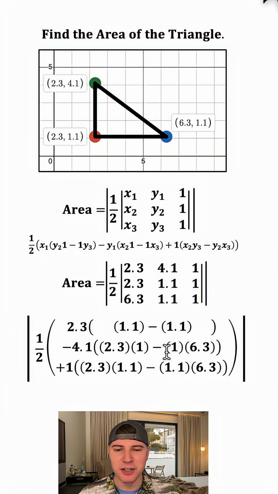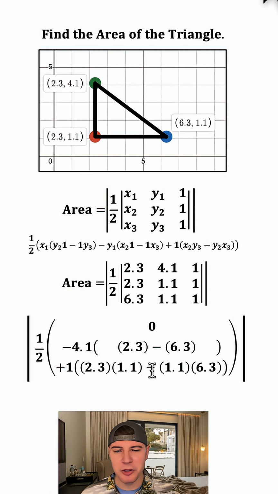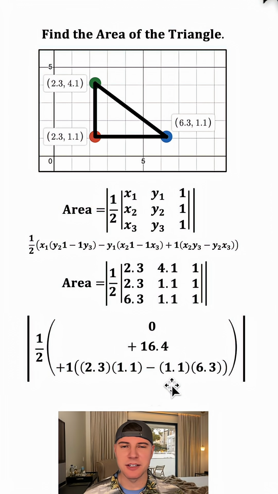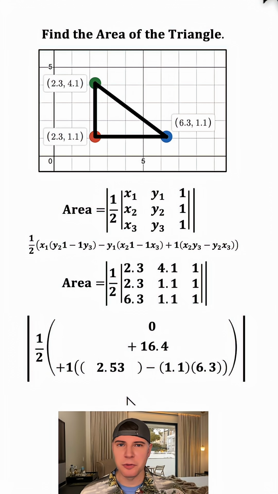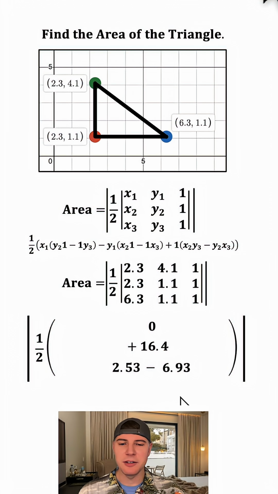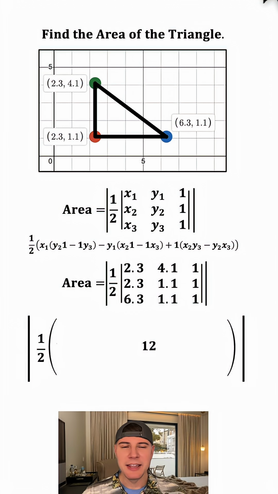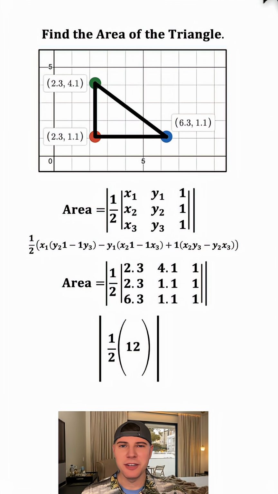And then from here, 1.1 times 1 is 1.1. 1.1 minus 1.1 is equal to 0, and 2.3 times 0 is 0. And then for this one, 2.3 minus 6.3 is negative 4, and negative 4.1 multiplied by negative 4 is positive 16.4. And then for the last one, 2.3 times 1.1 is equal to 2.53, and 1.1 times 6.3 is equal to 6.93. And 2.53 minus 6.93 is equal to negative 4.4. Next, we can do 0 plus 16.4 minus 4.4, which is equal to 12. And the absolute value of 1/2 times 12 is equal to 6.